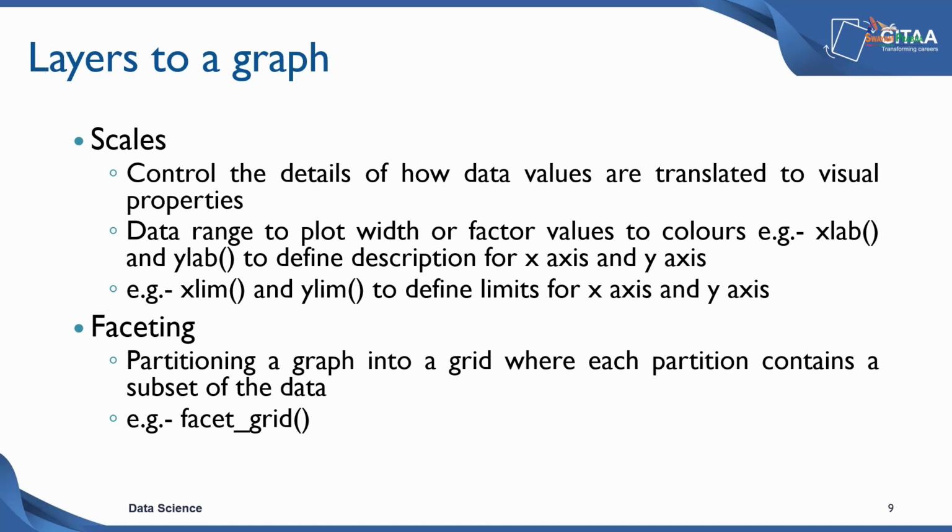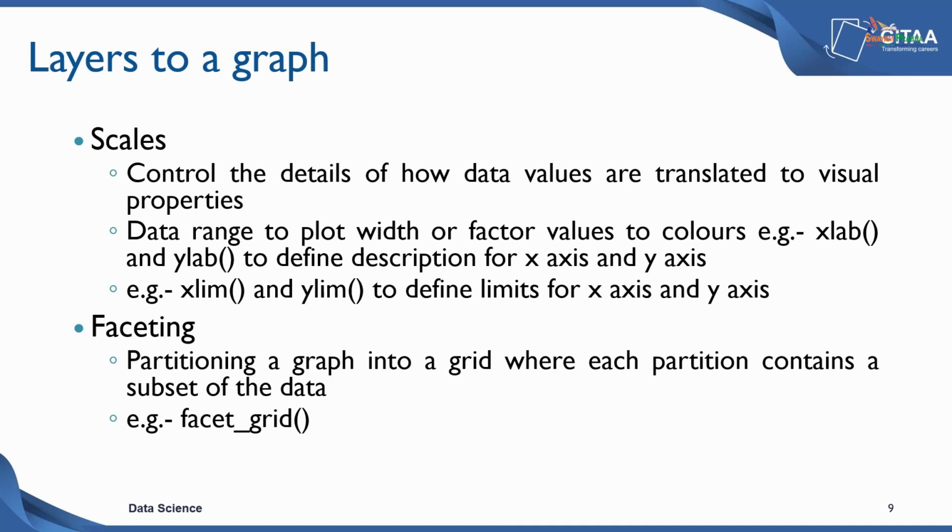The other is to add a label to these x-axis and y-axis using xlab and ylab. Now that will define a description for your x and y-axis. Now that's more of aesthetic mapping again, because you're giving a description to the x and the y-axis. Whereas when you use xlim and ylim, in that case you're trying to restrict the range of these axes. The third layer is called faceting.